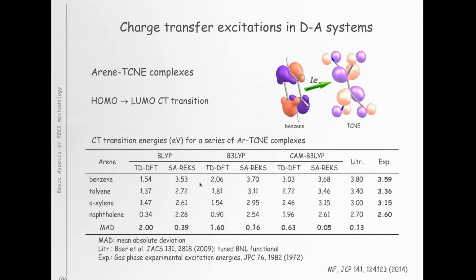To give an example, the application of this methodology to, say, set of molecular systems with charge transfer lowest excited state. There we have TCNE, tetracyanoethylene, and some arene molecules such as benzene, toluene, orthoxylene, and naphthalene as electron donor, and this is electron acceptor. So the lowest excited state is charge transfer character. Homo-LUMO transition is charge transfer state in these molecular complexes.